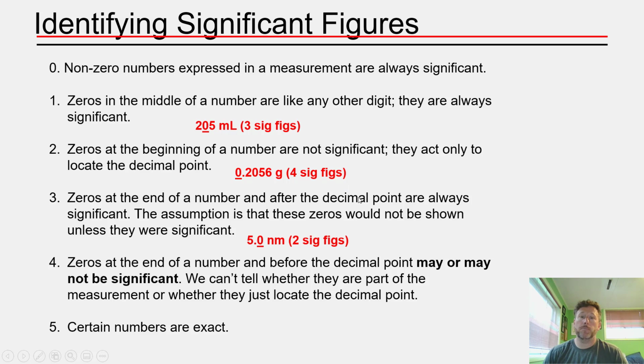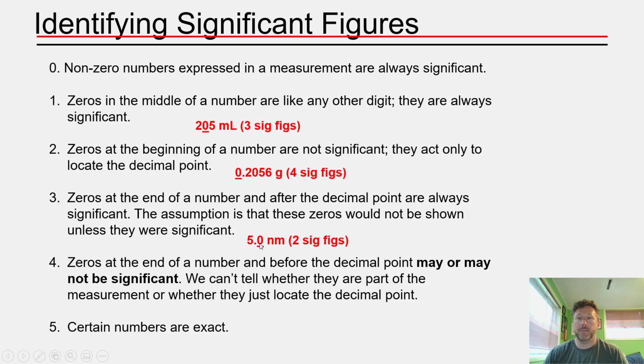Zeros at the end of the number, but after the decimal point, are always significant. So any zero that comes at the end of a number and after the decimal point, has to fulfill both those criteria, is always significant. So for instance, if you reported the diameter of a molecule as 5.0 nanometers, then the 5 is significant because it's a non-zero number. The decimal point is here, and the 0 after the decimal point ends the number. Therefore, this 5.0 has 2 sig figs.